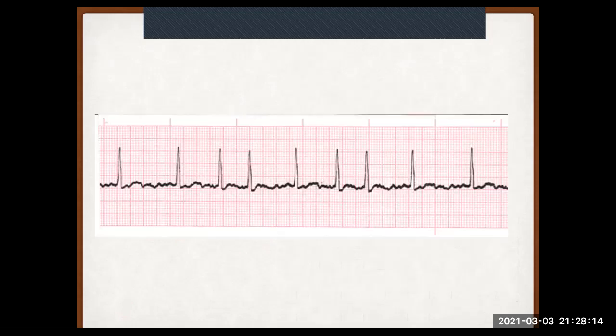So let's take a look at this one. So again, if you want to challenge yourself, write down all your criteria and I'll wait for a minute. You can pause.